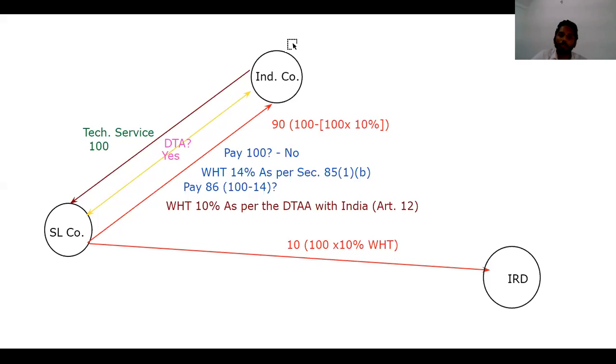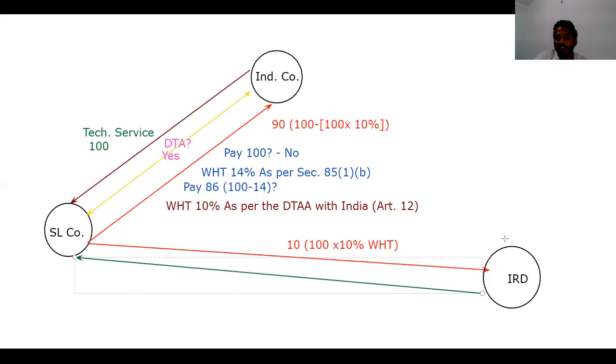Then IRD will issue, I'll do that one also for your easy reference, the tax deduction certificate and also the payment certificate, two certificates basically. The one is in order to proceed with the payment. The other one is the T10, which is basically in order to claim the credit.